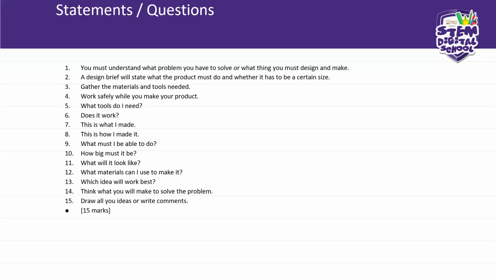That is, what must I be able to do? The design. How big must it be? The designing stage. What will it look like? The designing stage. Which idea will work best? The designing stage.